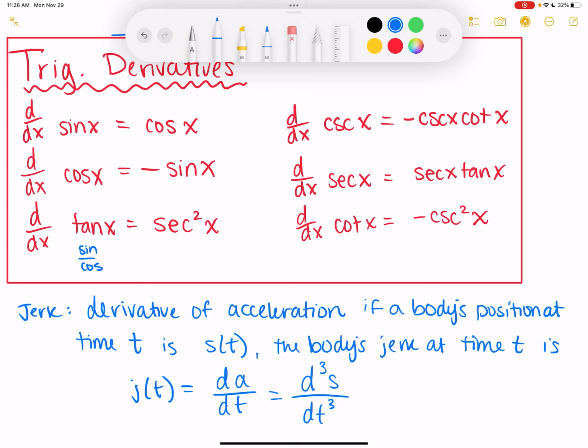And what you may want to do when you're going through and doing your homework problems is write these trig derivatives on a separate piece of paper or a note card, just so that you have them handy until you're used to them. It just helps a little bit.